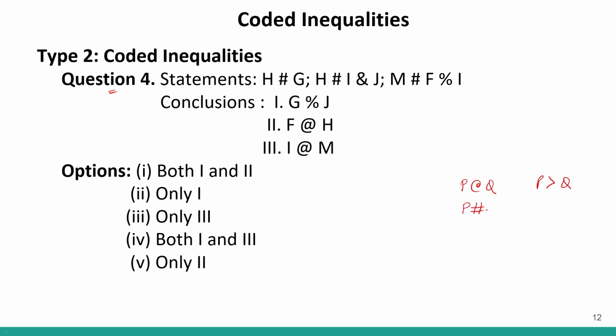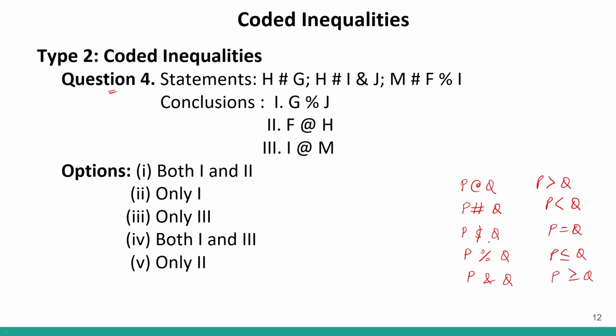P hashtag Q means P is less than Q. P $ Q means P is equal to Q. P percentage Q means P is less than or equal to Q. And P at Q means P is more than or equal to Q.